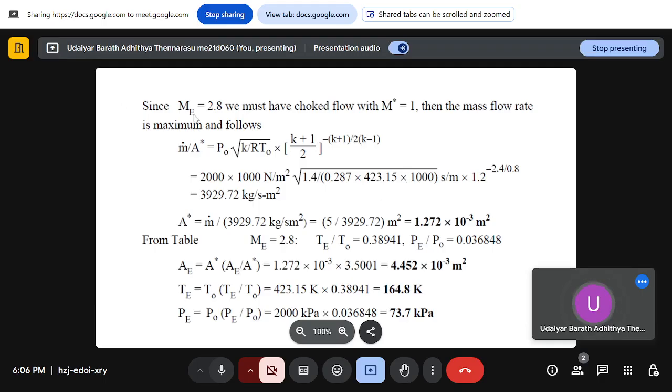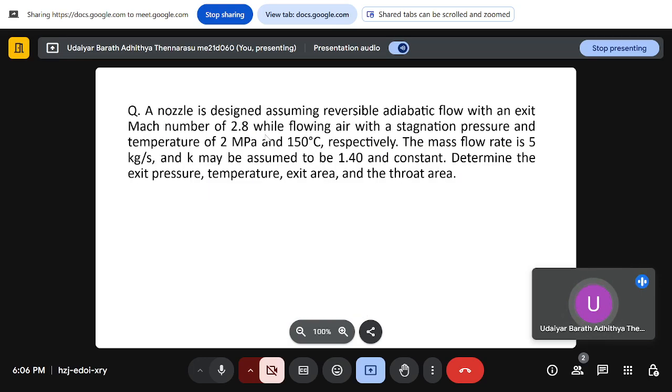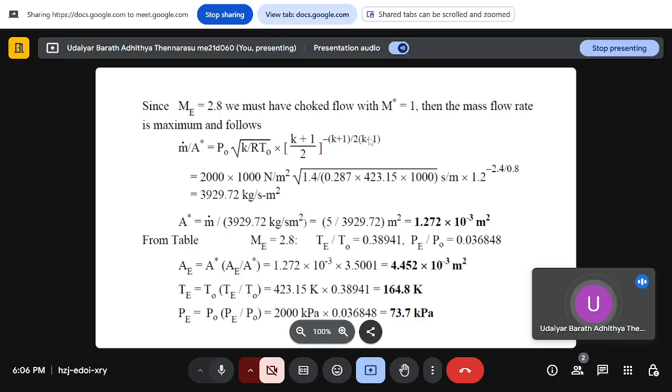Since the exit Mach number is 2.8, we are using a converging diverging nozzle in this case. We'll get 2.8 at the exit, and we'll have a choked flow such that you have a Mach number of 1 at the throat. In that case, the mass flow rate can be expressed as: m dot by A star, with A star as the throat area, equals P naught times the root of gamma by RT naught, times (gamma plus 1 by 2) raised to the power minus (gamma plus 1) divided by 2(gamma minus 1).